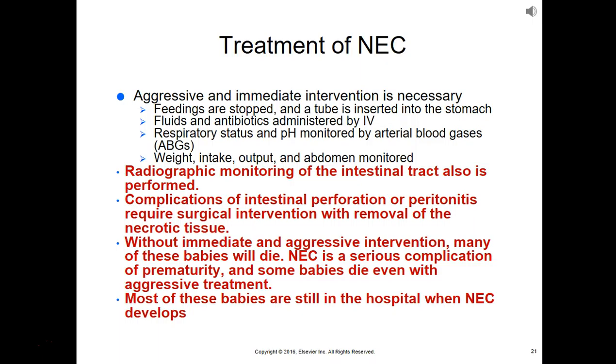NEC is a very serious complication of prematurity, and some of these babies die even with the aggressive treatment that's provided to them. Most of these babies are still in the hospital when NEC develops. So it's bad to have NEC, but the fact that most of them are still in the hospital when it develops allows immediate and aggressive treatment. So, I mean, that's kind of a good thing.